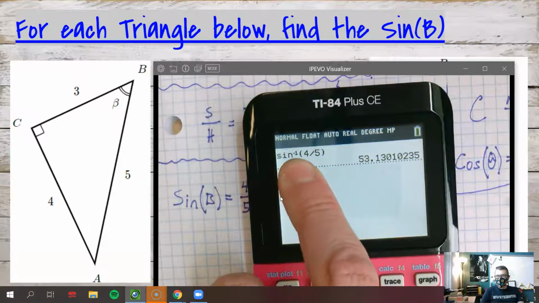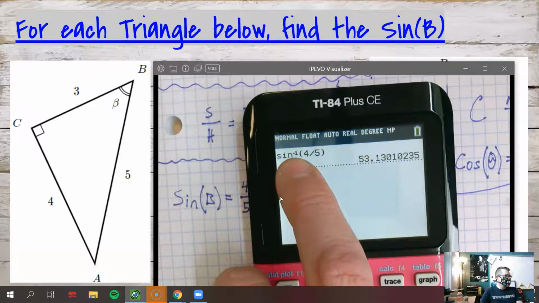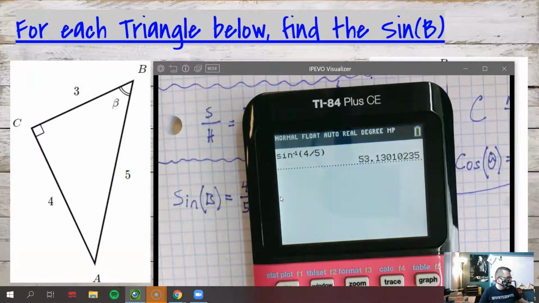Why do I have that little 1 up there? Because I'm not using sine. I'm using the inverse function of sine. Remember, the power of a -1 is the inverse of a value. So, I got time. I got 10 minutes. We're going to get to it.